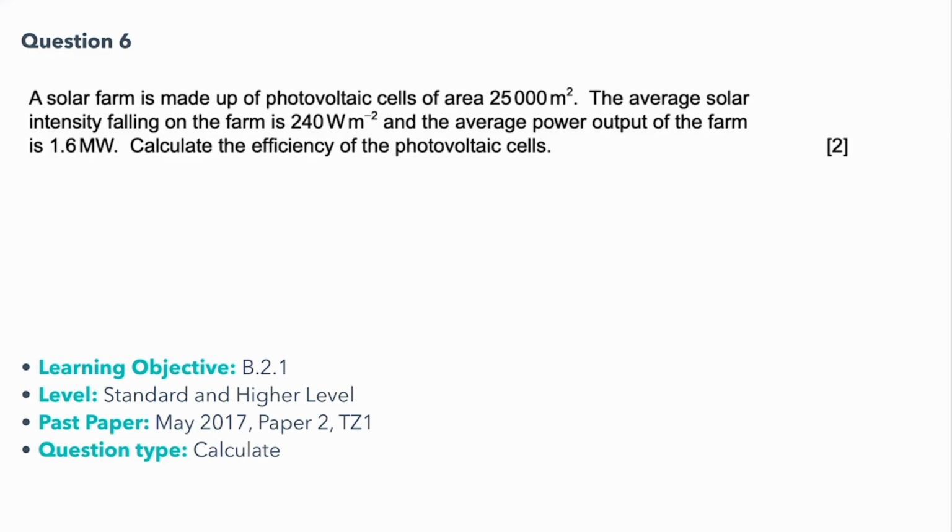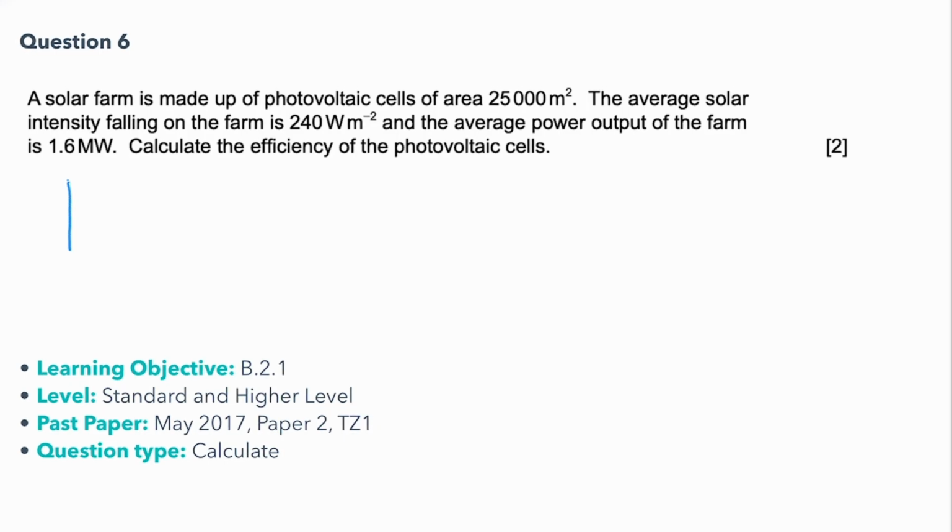The average solar intensity falling on the farm is 240 watts per metre squared, and the average power output of the farm is 1.6 megawatts. Calculate the efficiency of the photovoltaic cells. When we're looking at efficiency, we want to look at the total amount of energy in and the total amount of energy out. So let's look at the total amount of energy in. And of course, I'm saying energy, but actually we can translate that to power as well, because power is simply the energy per second. The two terms can be used interchangeably here.